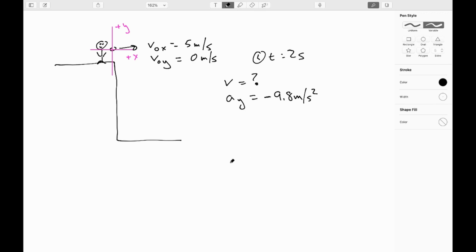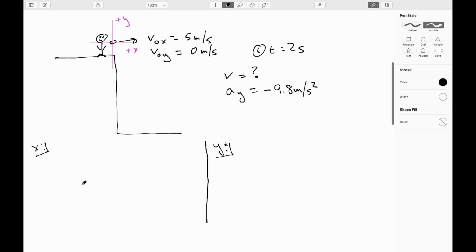Okay. So now, when I solve a problem like this, I like to demarcate off separately the land of x and the land of y. And if need be, we'll trade some information between them later, but let's just go for it now. So here in the land of x, what I want to find is the final x component of the velocity.